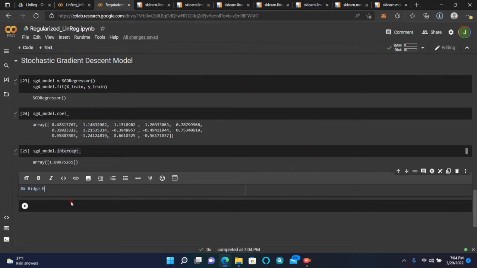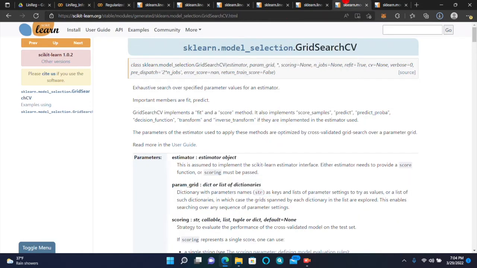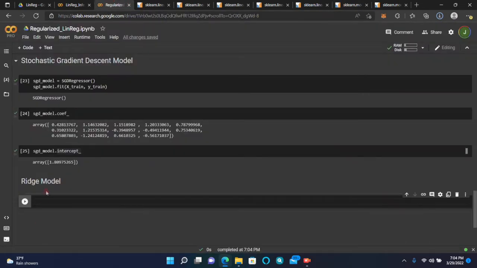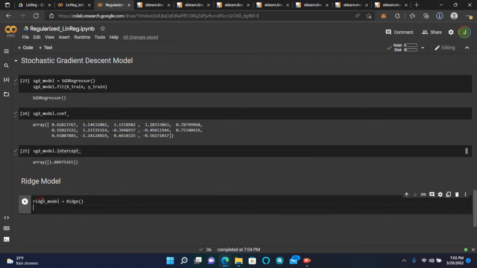Now let's do ridge regression. Now for the ridge regression, we have this, they're calling it alpha, I call it lambda when we talked about it, hyperparameter that we are going to want to tune. And we're going to use the grid search CV to do that. But let's just make the model first. Ridge model equals ridge. And we can't fit it yet because we want to do the grid search. So let's call this ridge_grid_search.